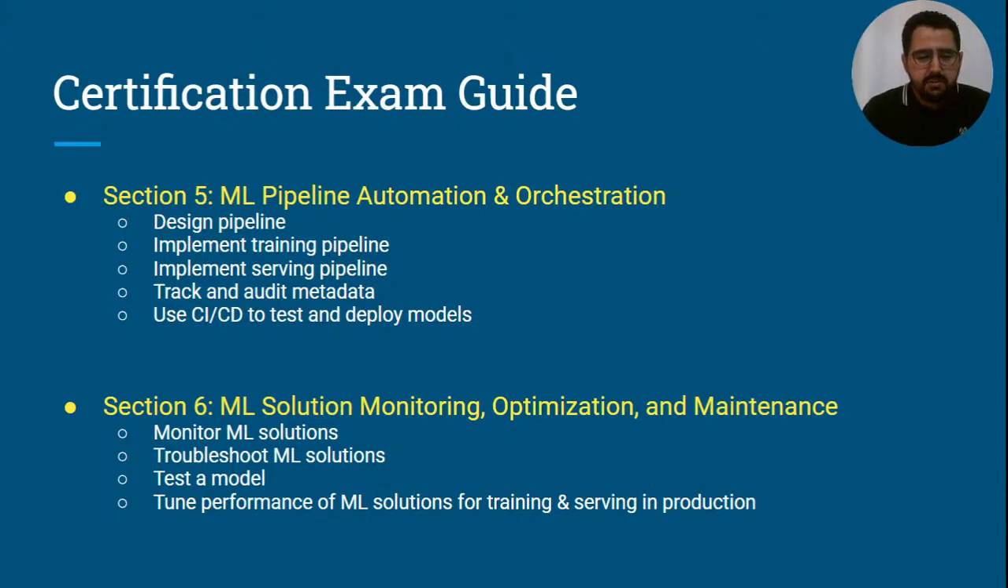The final section is about machine learning solution monitoring, optimization, and everything around. So you need to know how to monitor a machine learning solution, and how to troubleshoot an existing one. Your client asks you, I am having some problems with my Google Cloud Platform projects about machine learning. You need to know how to troubleshoot, how to search for the limits of some component, and how to choose one component over another for your machine learning application. You need to know, of course, how to test a model and how to tune its performance to make sure your performance is very optimal.